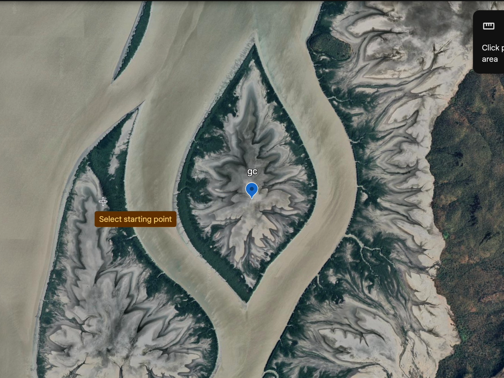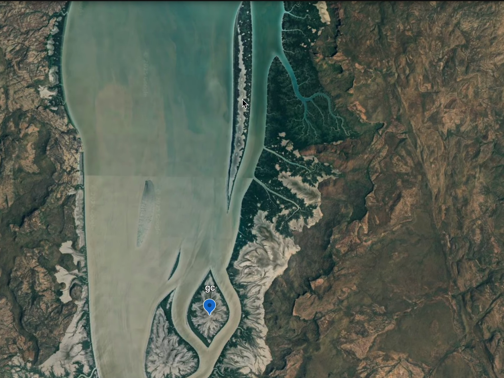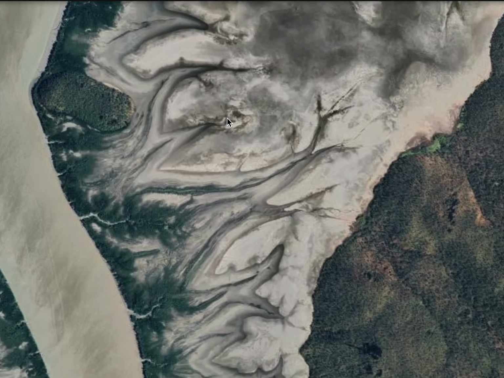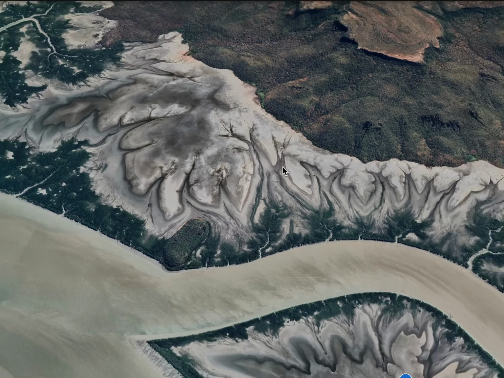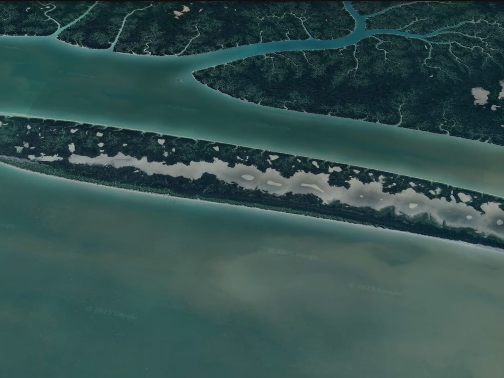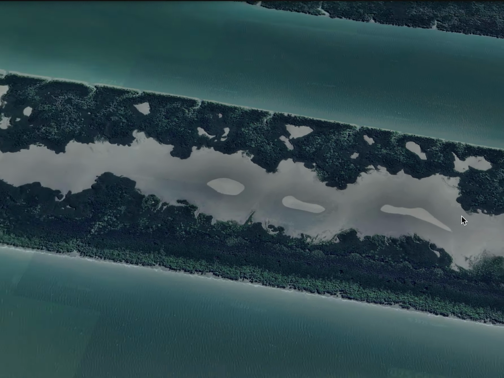You can measure the channel. I mean, you could measure it from here to here, here to here, or here to here. But I think a good measurement would be, I think that's a nice one. 6.2 miles. Nice little channel. Not bad. Let's check out this spot. Yep. It's got nice ravines in it. These little mesas left behind.